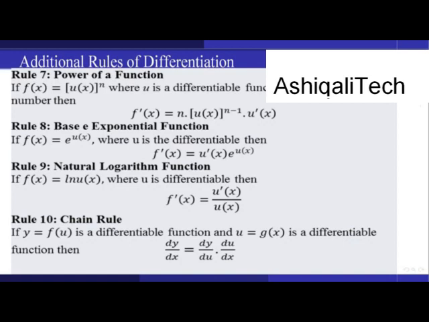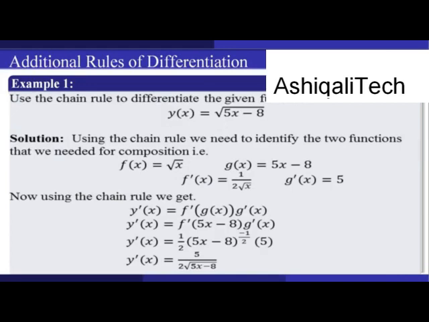The next is the chain rule. If y = f(u) is a differentiable function and u = g(x) is another differentiable function, then dy/dx = dy/du times du/dx. Example: use the chain rule to differentiate the given function. The given function is y(x) = square root of (5x - 8). Using the chain rule, we need to identify the two functions that we need for composition. First function is f(x), which is the square root of x, and the second function we can take is g(x) = 5x - 8.